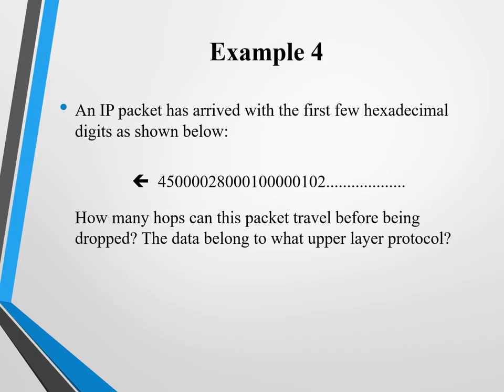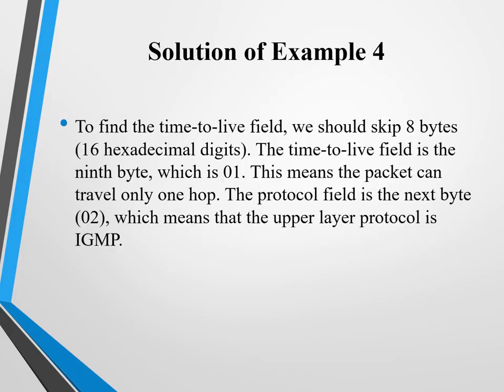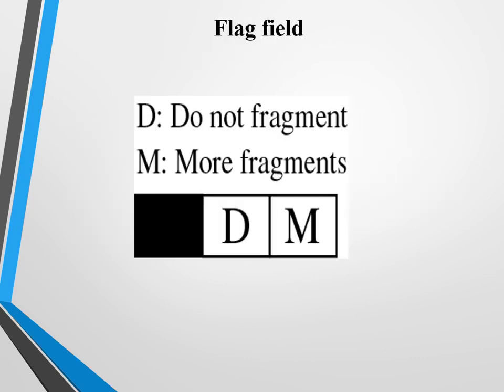An IP packet has arrived with the first few hexadecimal digits as shown below. How many hops can this packet travel before being dropped? The data belong to what upper layer protocol? Here we will see to find the time to live field, we should skip 8 bytes, 16 hexadecimal digits है, जिसमें हम क्या देखते हैं कि टाइम टू लिव फील्ड इज द 9th बाइट है, दैट इज अ 01. So this means the packet can travel only one hop. So protocol field is the next byte, that is 02. So which means the upper layer protocol is IGMP.